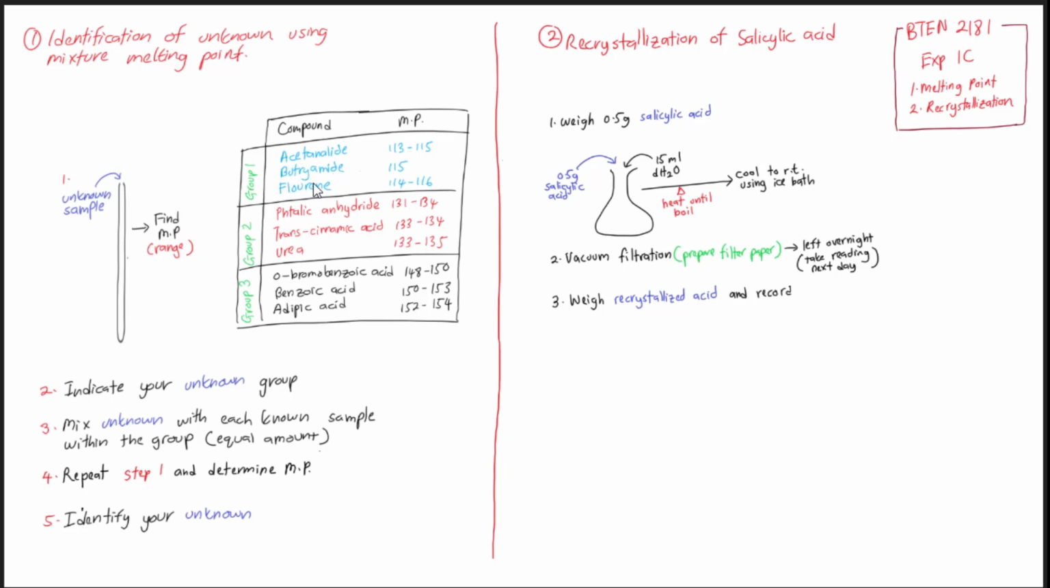If the two substances are different, then the temperature where the mixture melts will become very low, lower than 100, or maybe around 100, but it will not reach the melting point of each of them. The reason for that, you need to discuss in the discussion part of your lab report. Okay, so now we have our unknown. We will mix it with acetamide, butramide and fluorine, and then put each inside the melting point apparatus.